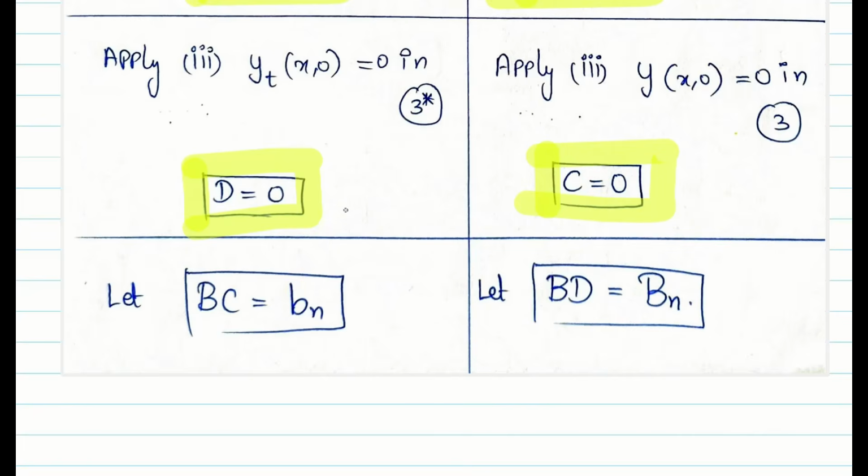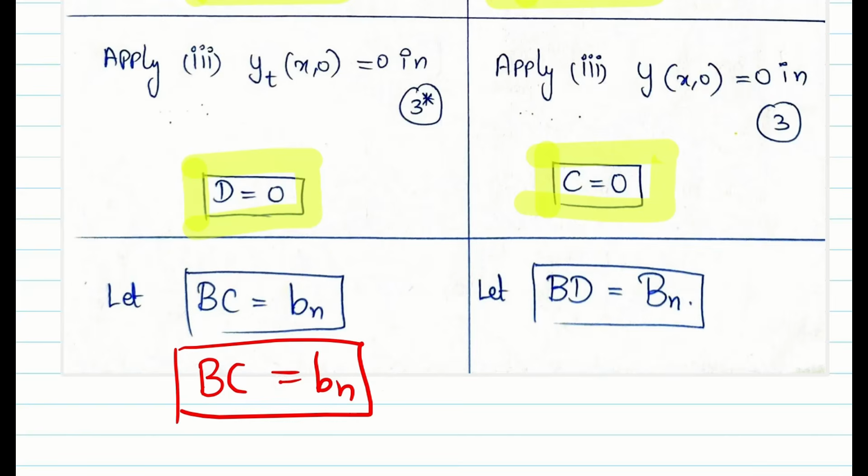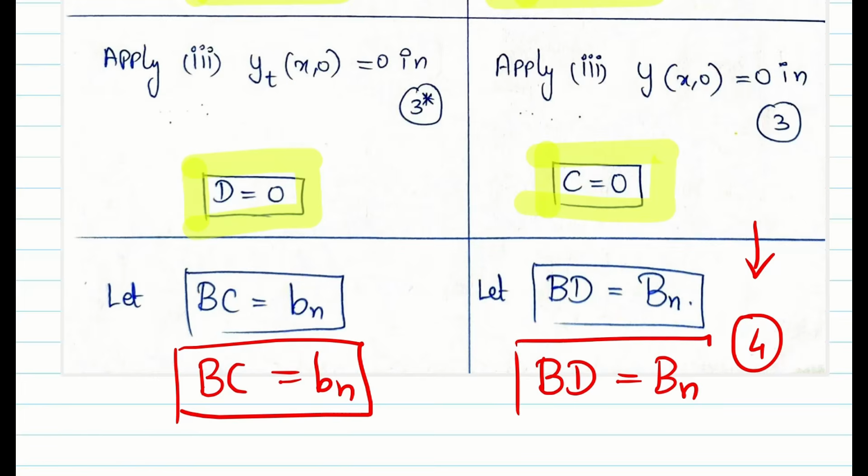And then once d is 0, we can find this b c. We take it as small bn because further we are not going to differentiate. But in the non-zero initial velocity problem, equation 4 we are going to differentiate. So I am taking these two constants as capital Bn. Here I am taking it as small bn.